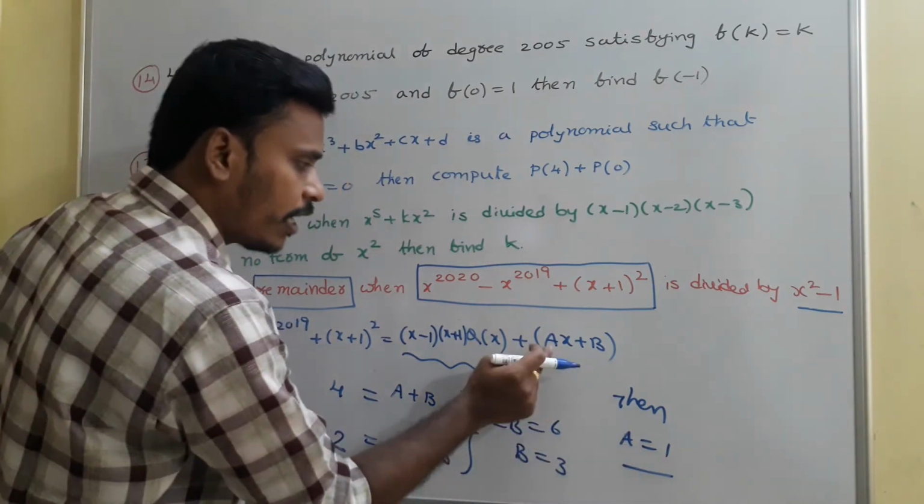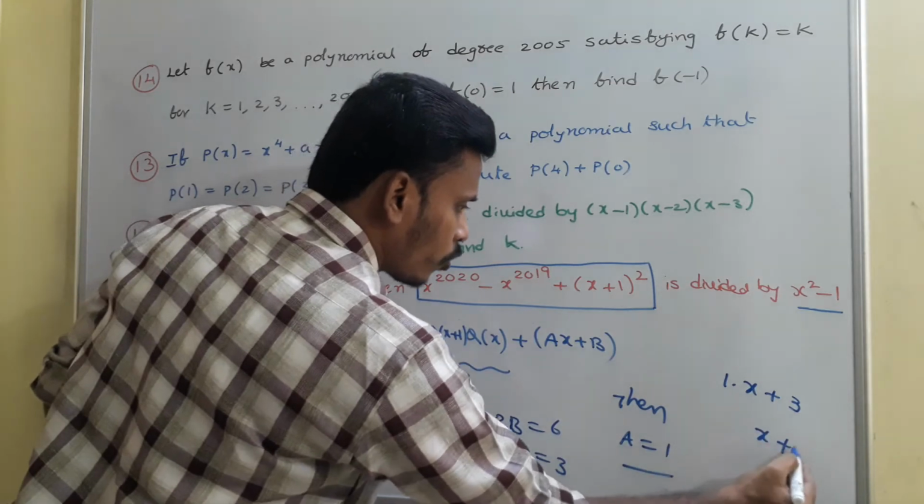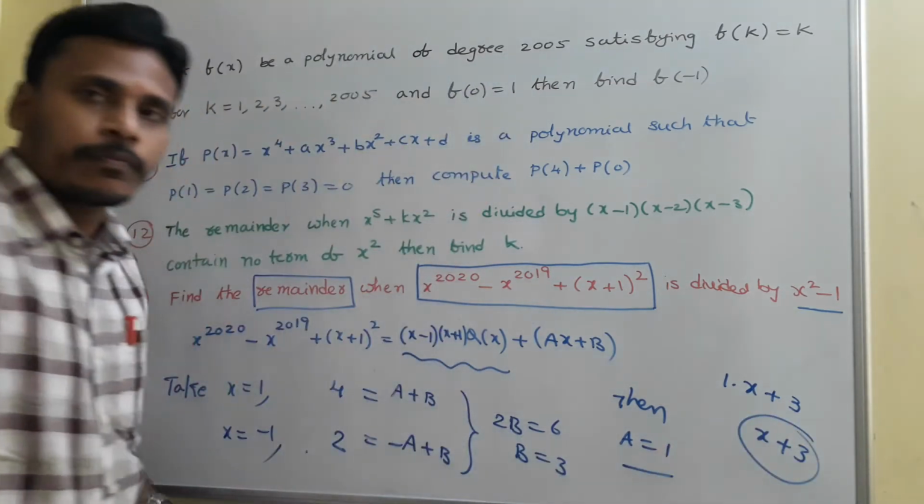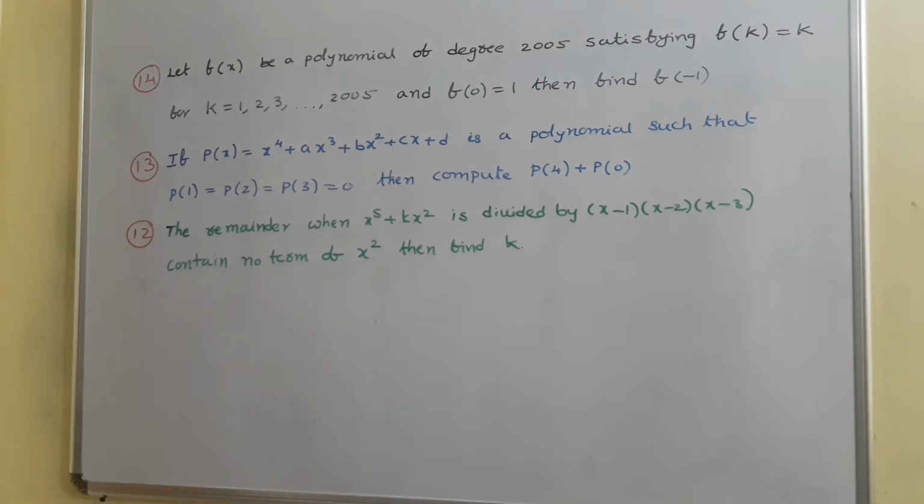Actually, if you replace a with 1, 1 into x, and b with 3, plus 3. So x plus 3 is the remainder. Okay, right, that's good. Now think about the 12th problem.